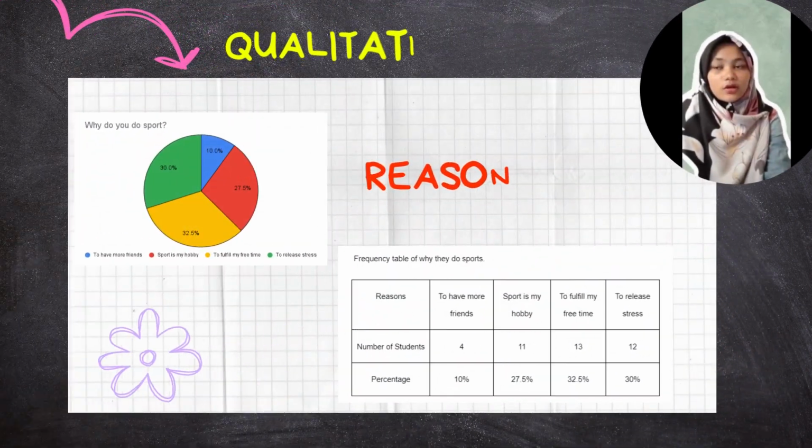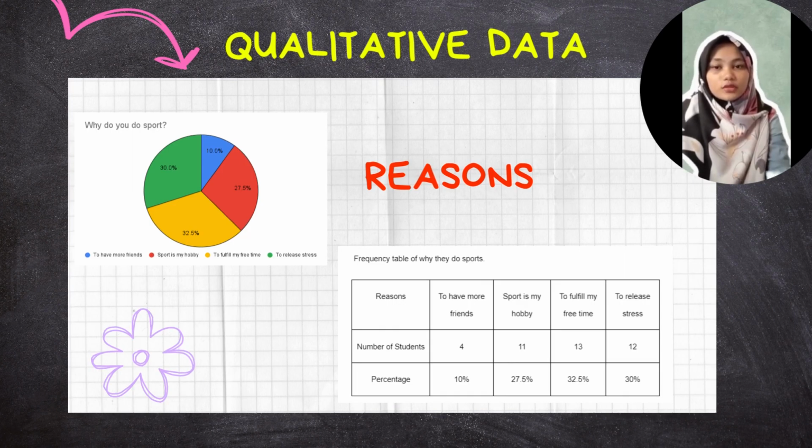For qualitative data on reasons, there is a pie chart here that shows the data result on the question on the reason for the respondent to do their choice. There were 4 choices given, each has its own color. The biggest area is 32.5% covered in yellow color, which means to fulfill my free time is the preferred reason for the respondents. Next is the green area, which has 30%, that represents to release stress as the second highest reason.